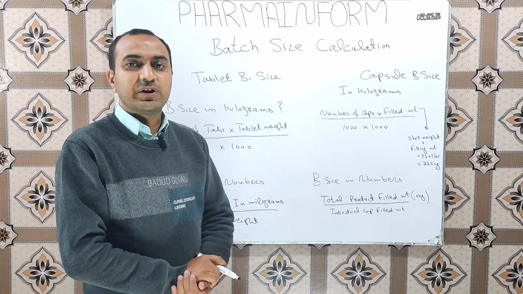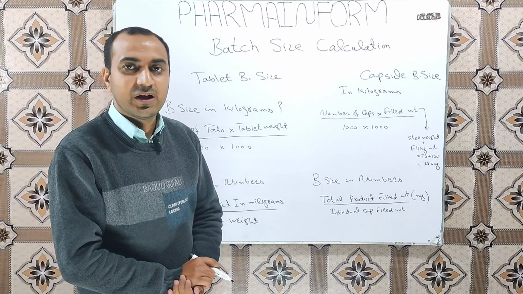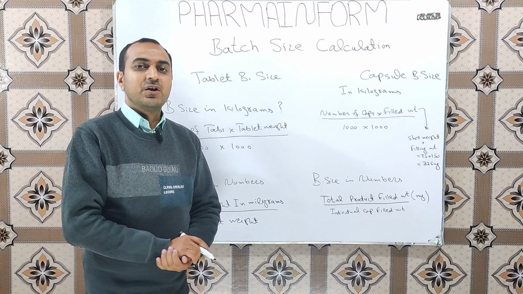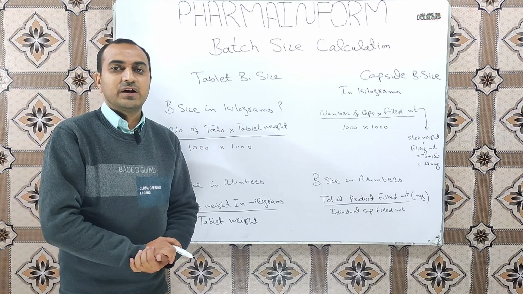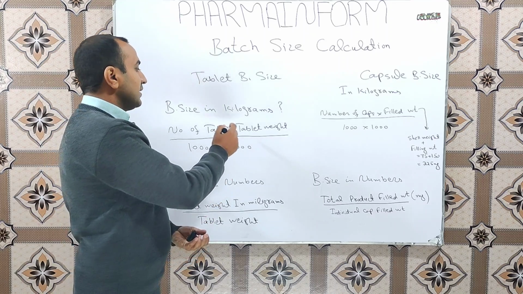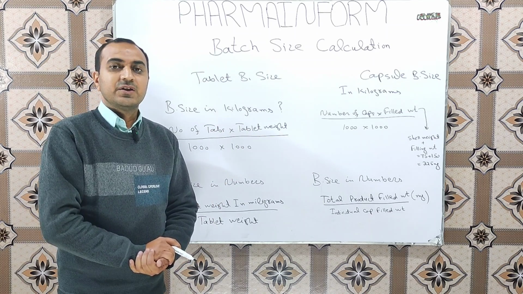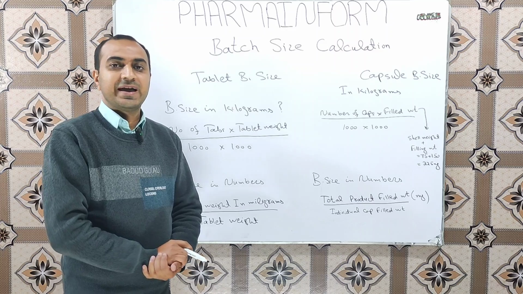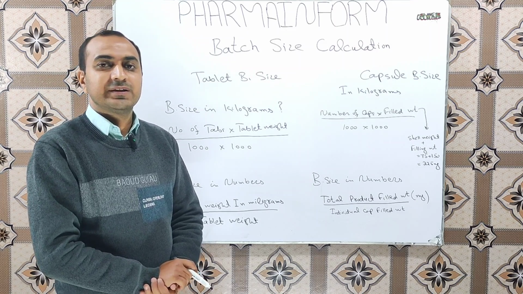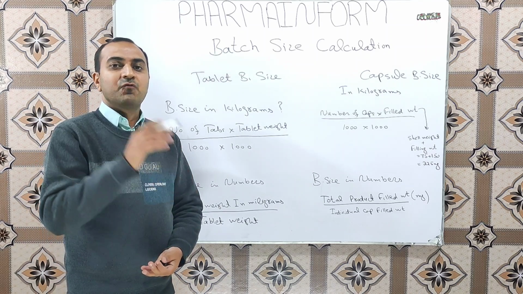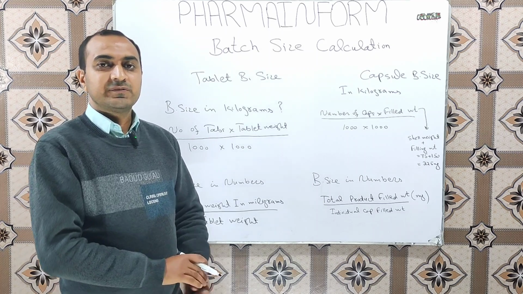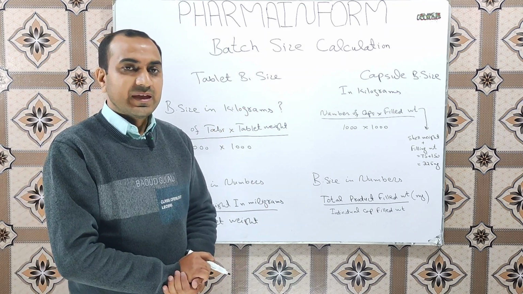Suppose we are asked to calculate the batch size of tablets in kilograms. How will we calculate it? We will use the following formula: number of tablets multiplied by tablet weight. For example, if we want to calculate the batch size of 5 lakh tablets and the individual tablet weight is 300 milligrams, what will be the weight of the batch in kilograms? Let's solve it by example.